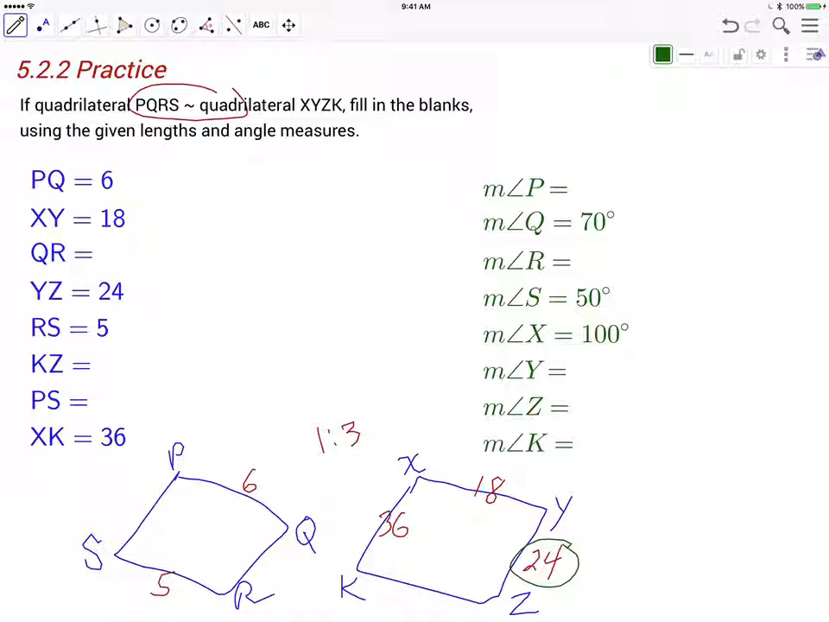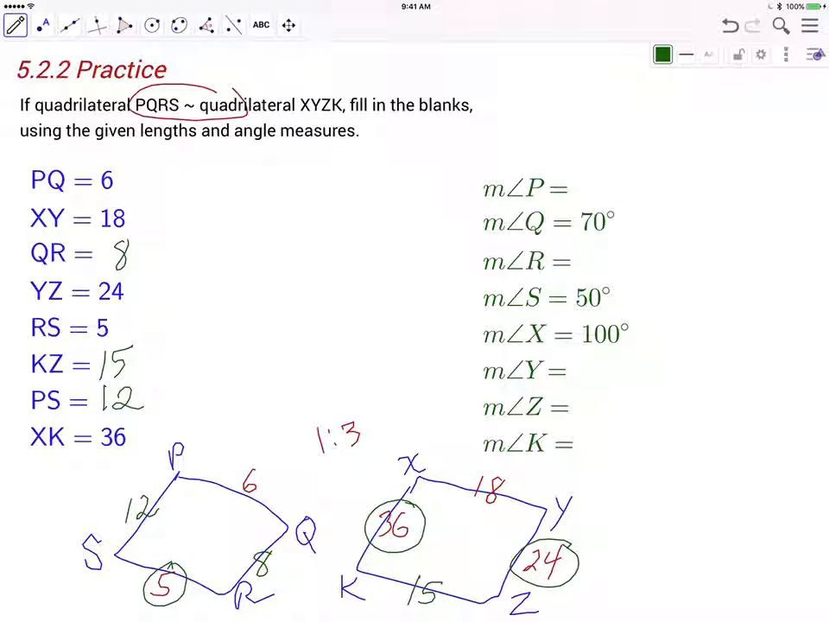If it's a 1:3 ratio, this better be 8. If it's a 1:3 ratio, 5 and 15 must fit. And 1:3 ratio, 36 work backwards, and you make this 12. All right, so the answer is QR. Let's figure this out. Is 8. KZ is 15. And PS must be 12. Hopefully I did that right.